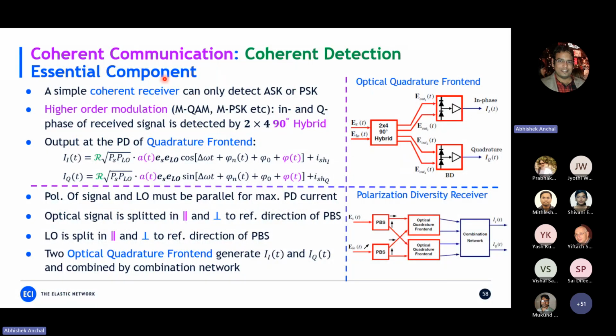Okay, so these are the essential components we are going to use in coherent detection. One is called the optical quadrature front end, and you can look at the diagram. It's just a 2 by 4 90-degree hybrid. So we are going to generate basically the I and Q components and put in a balanced photodetector. So basically we are going to generate the currents I and Q, the in-phase and quadrature-phase currents corresponding to I and Q of the constellation diagram. So this is what we are going to use. We will see how we use it.